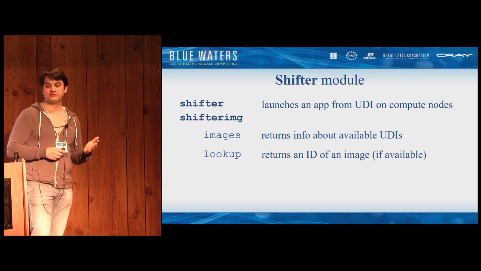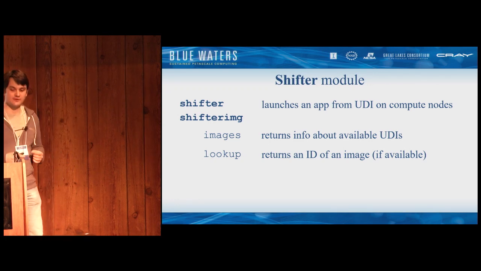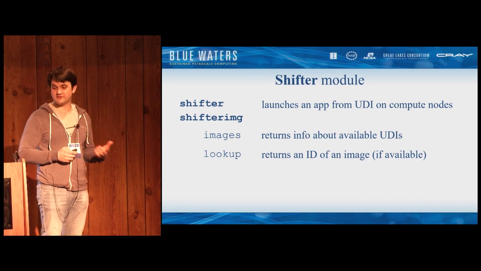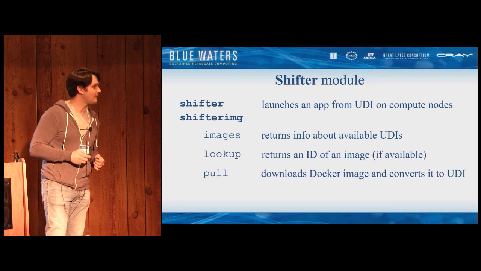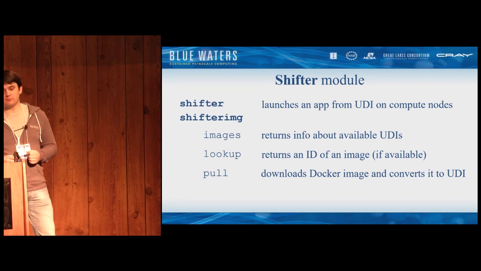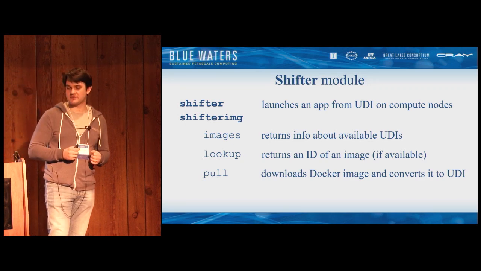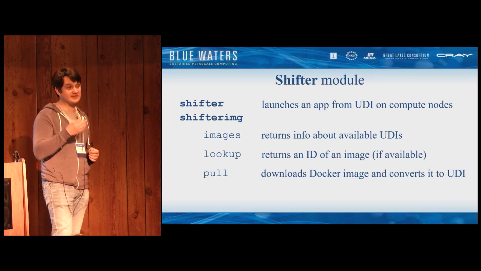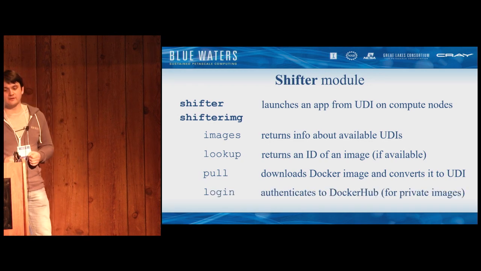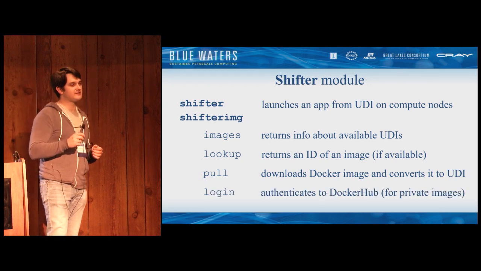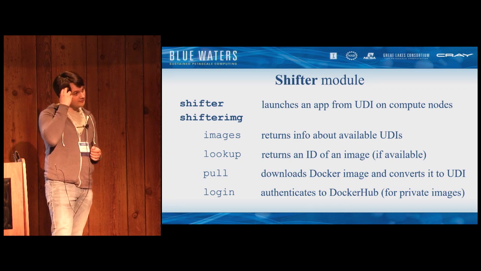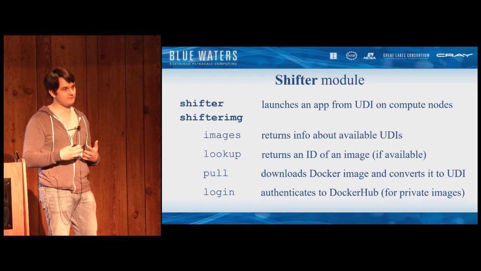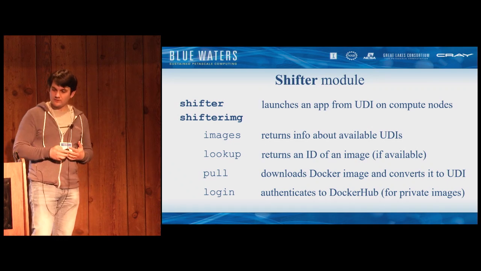Lookup, basically this is probably the least useful command, tells you whether an image exists on Blue Waters or not. If it doesn't exist, it returns an error. Pull, using the pull command, you can download Docker images and convert them to UDI. This is all done in one step. And finally, login. shifterimg login allows us to log into Docker Hub to download our private images.